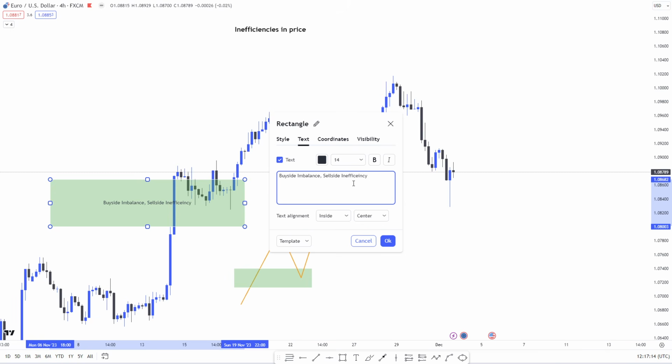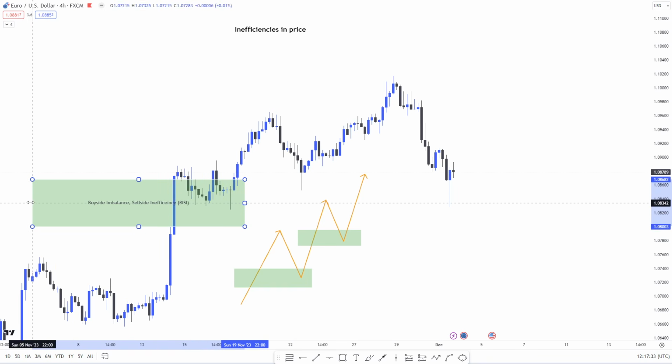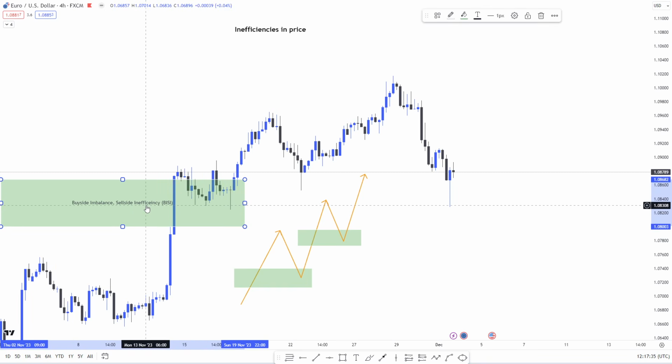Okay, so that there is buy side imbalance, sell side inefficiency, and you would have heard a big term usually called a BISI. So that's the best way to basically say it without having to spell out what you've just written. So it's a buy side imbalance, sell side inefficiency, a BISI, because there are only buyers in the market, and the reason it is sell side inefficiency is because it is inefficient price action to the sellers.